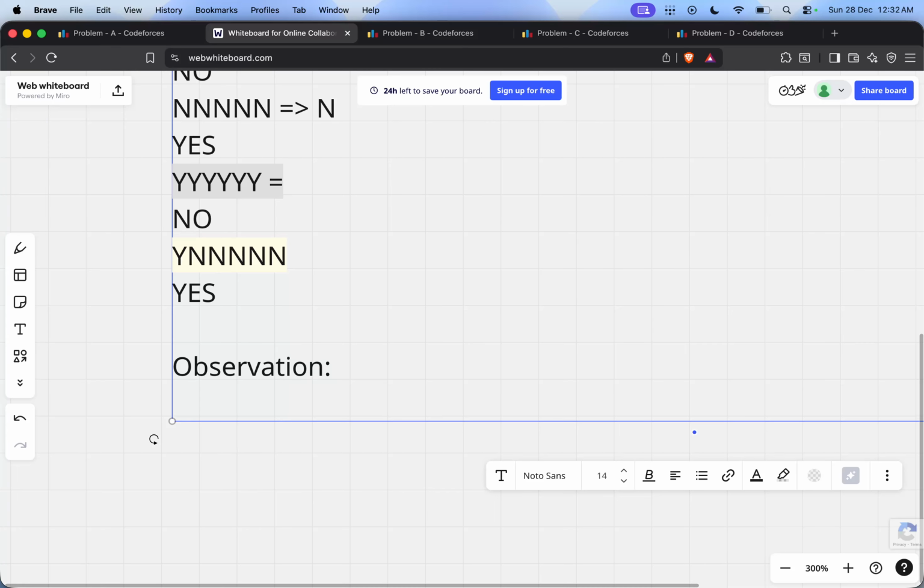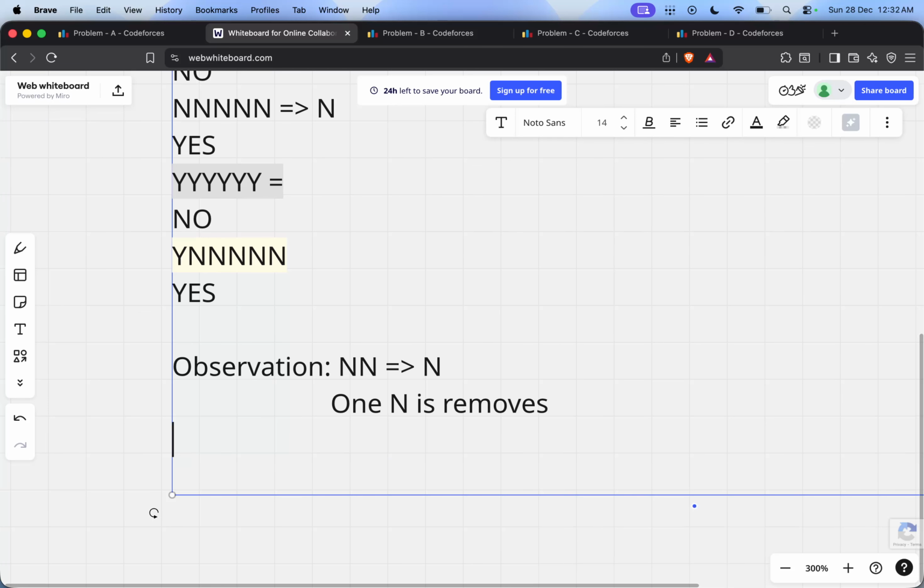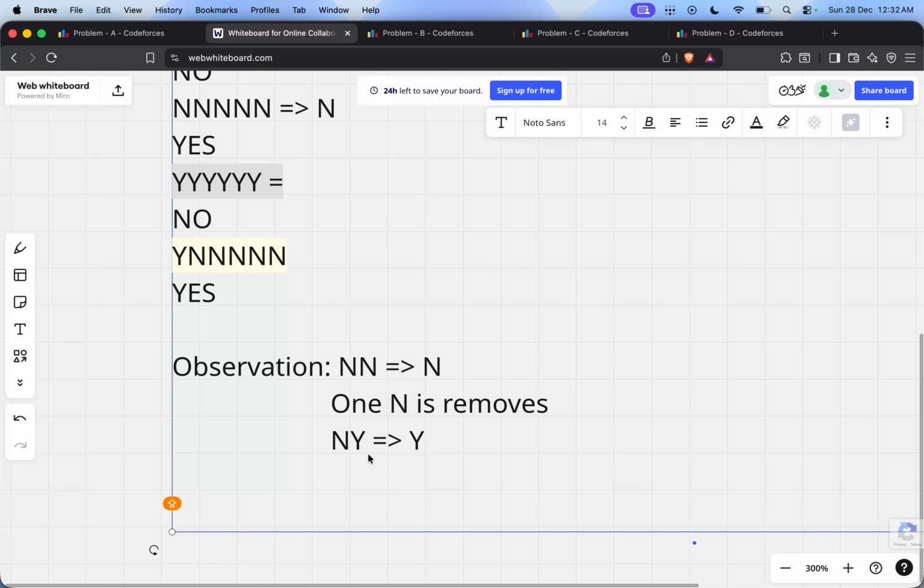We can observe that if we pick up n comma n, we are left over with a single n. That is, one n is removed. And if we picked up n y, we are left over with a single y. Again, one n is removed, or we can pick up y n, and again y is left over and a single n is removed. But we can never pick up y y. So whatever we pick up, one single n is removed.